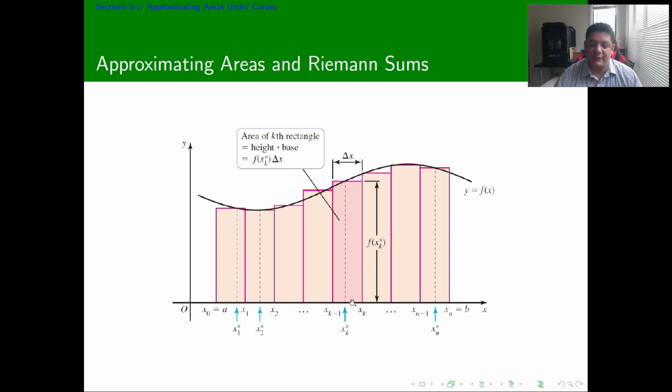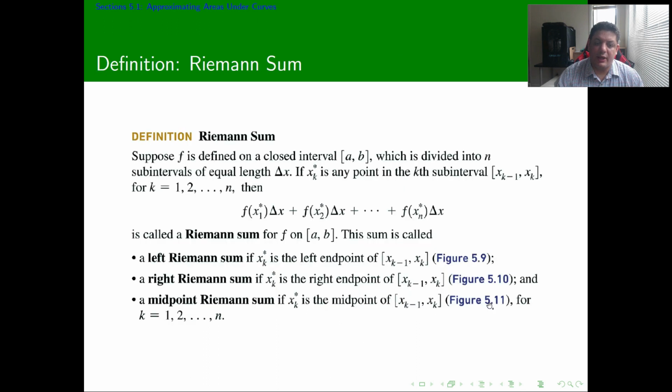And the height is given by f of that given point that we pick. And the base is just going to be delta x, which we know because it's (b minus a) over n. Now at this point, we can define what this is going to be, and we call it a Riemann sum.